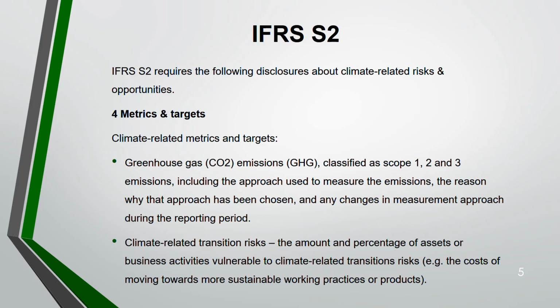Climate related transition risk: the amount and percentage of assets or business activities that are vulnerable to climate related transition risk. For example, the cost of moving towards more sustainable working practices. See, here you don't have to make any changes in your accounting, measurement, or recognition. IFRS S1 and S2 is only about disclosure. So you just disclose, disclose, disclose.